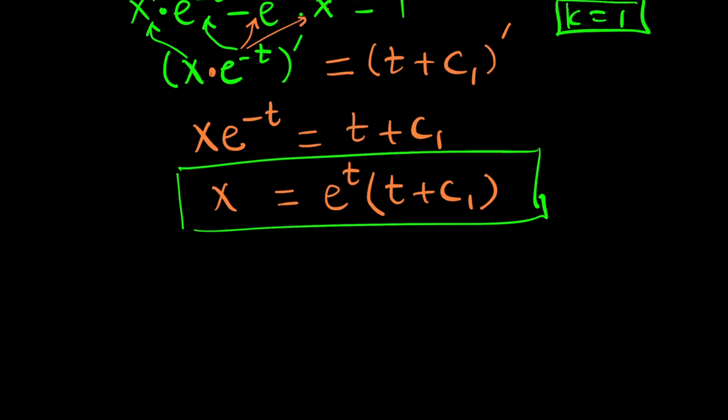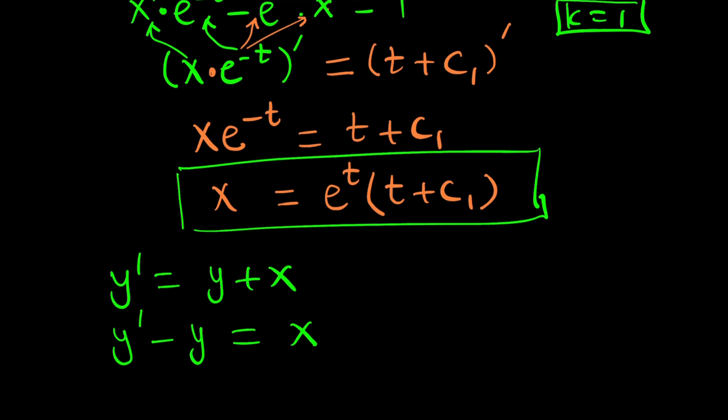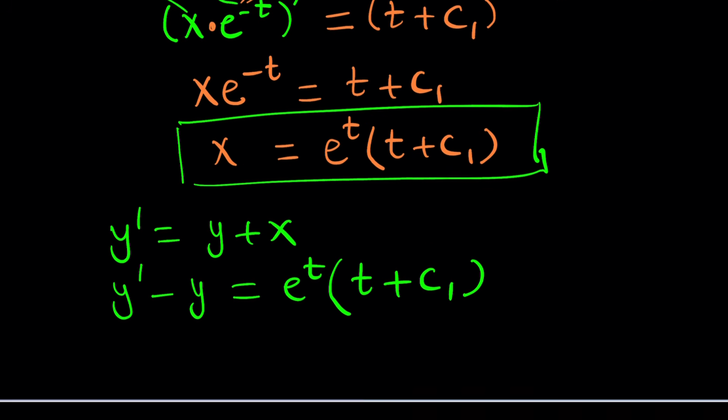Now, let's go ahead and solve for y now. And if you remember, y prime is y plus x. The good thing is we can go ahead and subtract y from both sides and replace x with what it is. What is x? We know that because we solved the first equation. It's e to the t multiplied by t plus c sub 1.